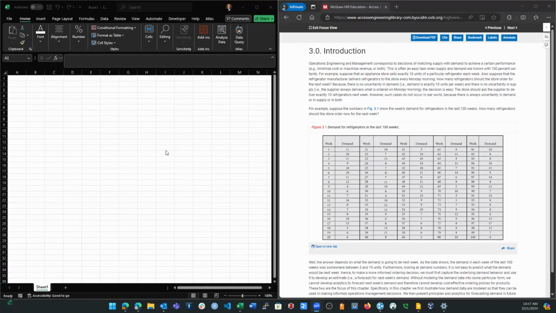Okay, here is a video. I'm going to walk through this first example in the textbook from chapter 3, which is refrigerators.